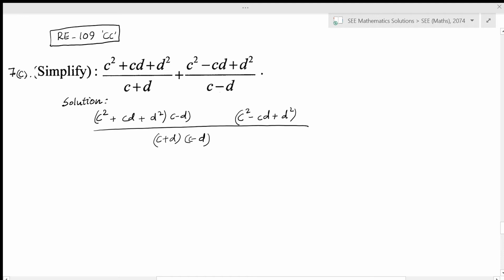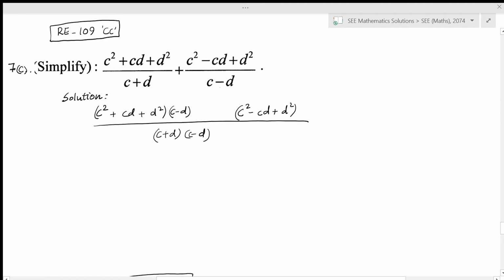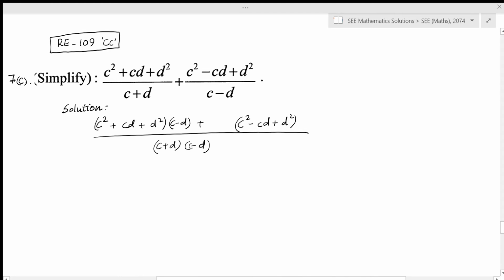So let me write c minus d, plus the same case for this one. When we started, there was no c plus d, so we have to multiply it with c plus d. So we are just balancing things here. Okay, so the basic idea lies in balancing the numerator and denominator.